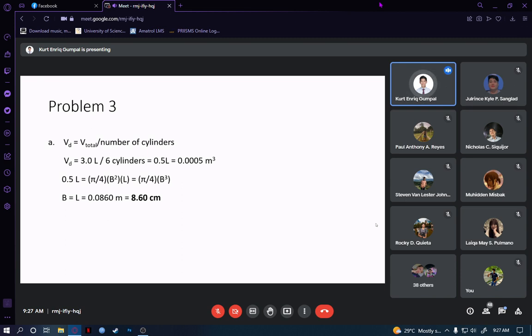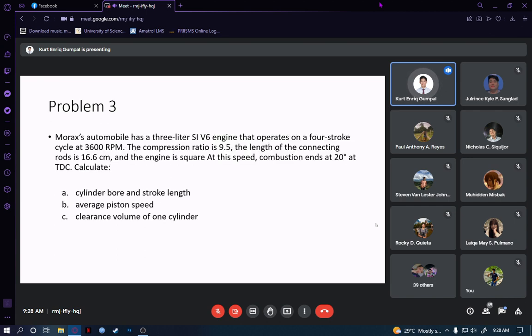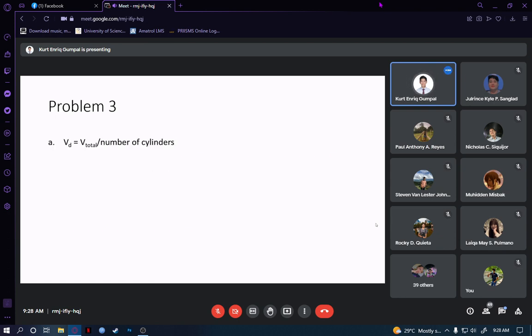From there, you get the answer, B is equal to L, which is equivalent to 8.6 centimeters or 0.086 meters. Okay, na-follow? Again, once we're going to read a problem, whatever is the liters or the volume provided is equivalent to the total volume of all the cylinders in your engine. So for you to get the stroke and bore per cylinder, you need to isolate it per cylinder, so you divide it by 6.